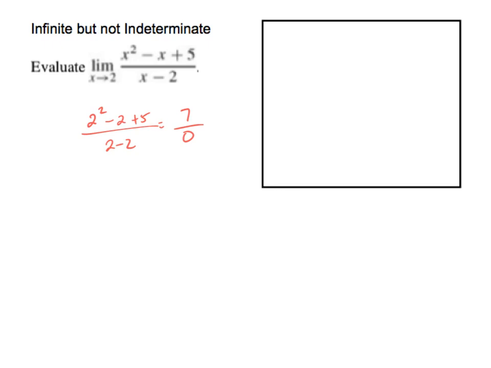Yeah, it is. 7 over 0. So any number over 0 equals undefined. Okay, therefore I can't manipulate it, right? There still is a discontinuity. It's just not the same as the ones that we were seeing before. It's not a hole. In this case, it's an infinite discontinuity. There is a vertical asymptote at 2.